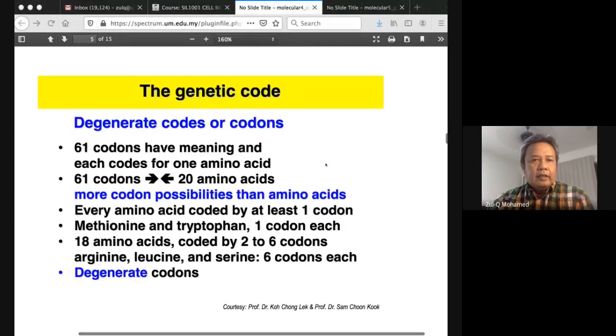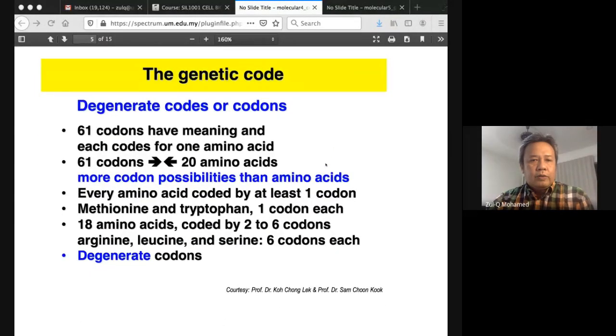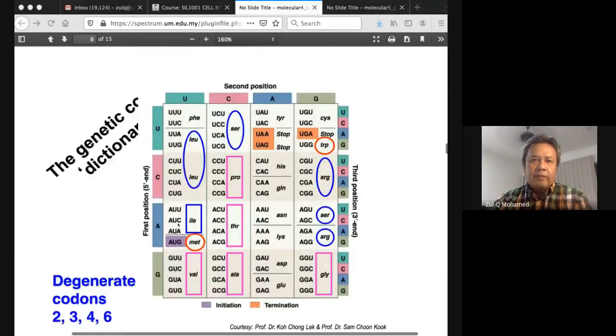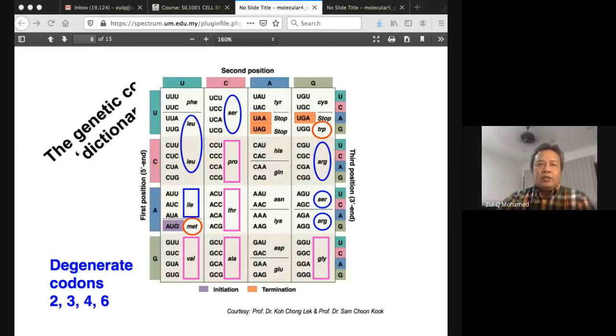All right. Degenerate codes. Every amino acid is coded by at least 1 codon. They must have a codon, and methionine and tryptophan have 1 codon each. Now let's just look. Okay, here I've divided this. You'll see the table also has characteristics, because of the arrangement of the UCAG, UCAG. You see phenylalanine.